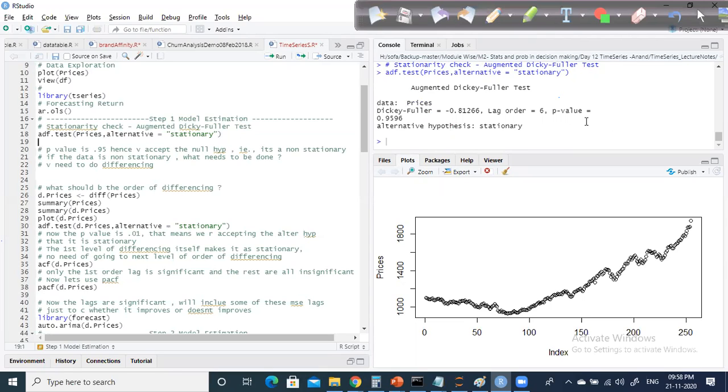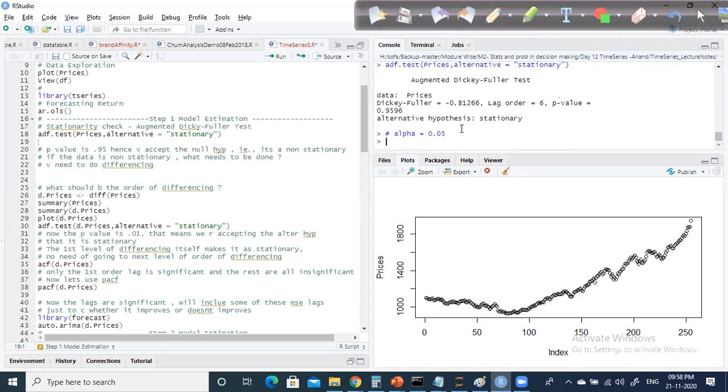And here the p-value is, see, what is my alpha value? Alpha is always, just remember, 0.05. The p-value is obviously not less than the alpha value. Here my p-value is 0.95. Is 0.95 less than the alpha value? No, it is greater than this. Hence, you fail to reject the null hypothesis.